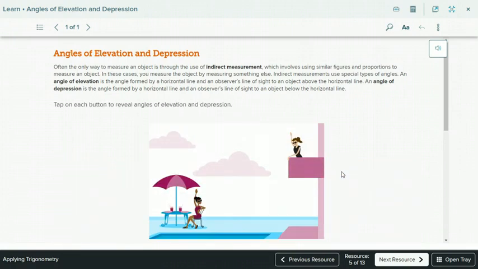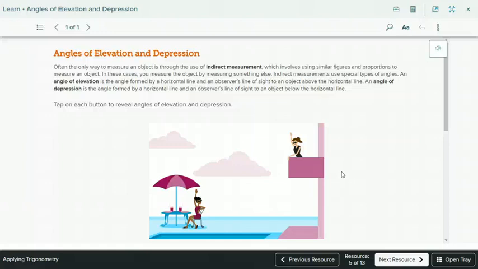All right, okay, so this is the part that I want you guys to write down in your notes. So often the only way to measure an object is through the use of indirect measurement, which involves using similar figures and proportions to measure an object. In these cases, you measure the object by measuring something else. Indirect measurements use special types of angles.